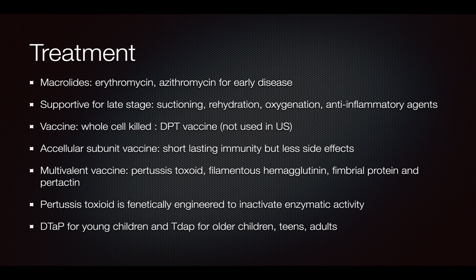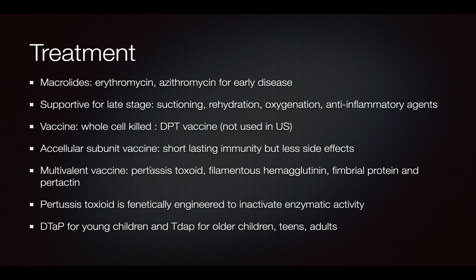How do we treat it? We treat it with macrolides, so erythromycin and azithromycin for the early disease. And for the late stage, it's supportive, so suctioning out the pus, rehydration, oxygenation, and giving some corticosteroids. There is the vaccine, and the whole-cell DPT is not used in the States. The one used is an acellular subunit vaccine that has a short-lasting immunity but fewer side effects.